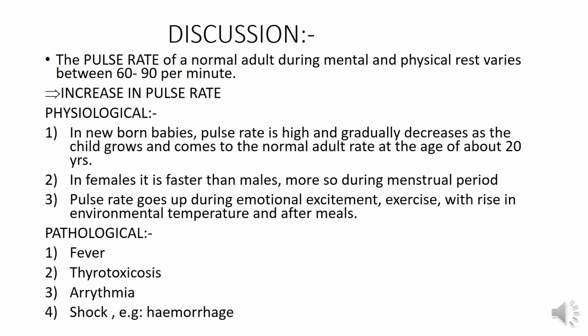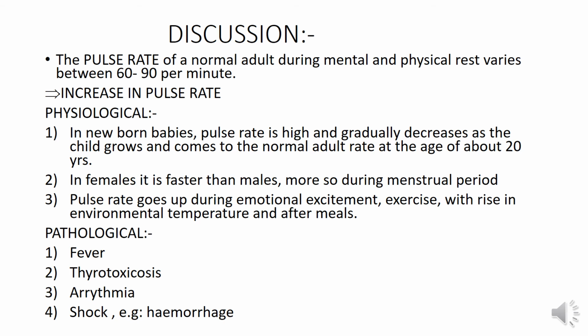Coming to the physiological conditions, there is no disease associated with it. You can find it in newborns. The pulse rate is very high, and then it will gradually decrease as the child grows. In females, it is faster than in males, and more so during the menstrual period. Third, the pulse rate goes up during emotional excitement, exercise, with rise in environmental temperature, and after meals.